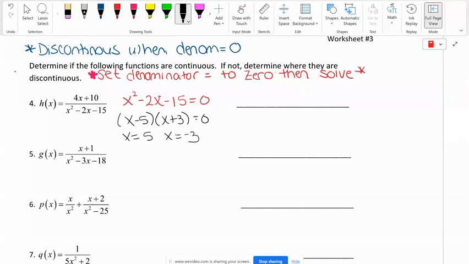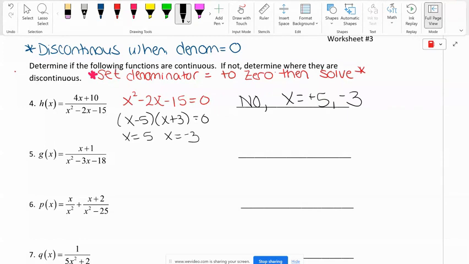So it says determine if the functions are continuous. All right, is this continuous? No, it's not continuous. And then it says, if not, determine where they are discontinuous. So where are they discontinuous? At x equals 5 and x equals -3. You can write it like this, x equals 5 comma -3.